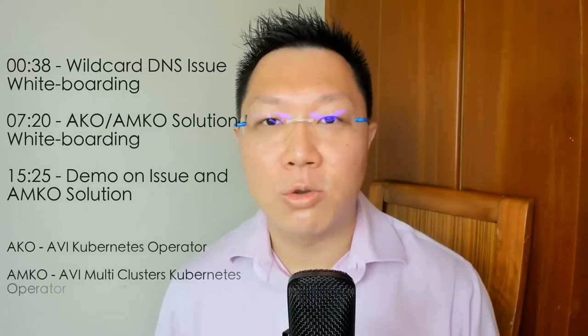In this video, we're going to talk about issues using Wildcard Domain DNS with Ingress Controllers on multiple Kubernetes clusters. We'll first start off describing the issues using whiteboarding, then follow up with a demo showcasing AVI Multi-Clusters Kubernetes Operator, also known as AMKO. So let's jump straight in.